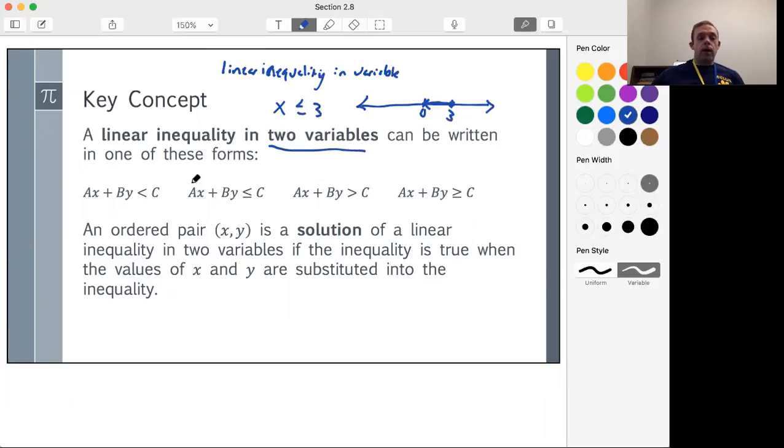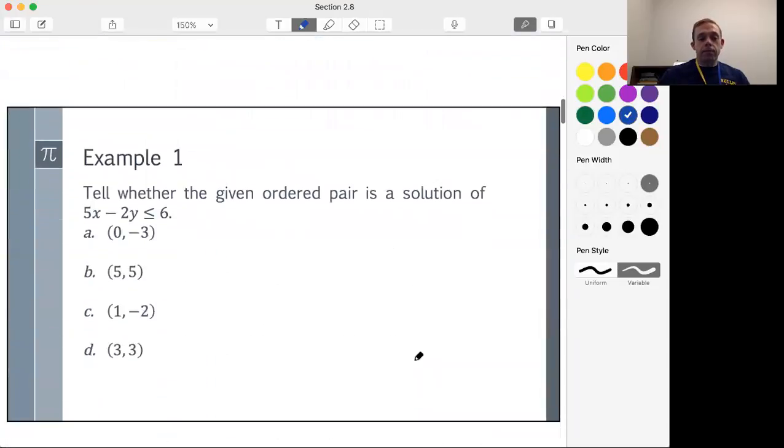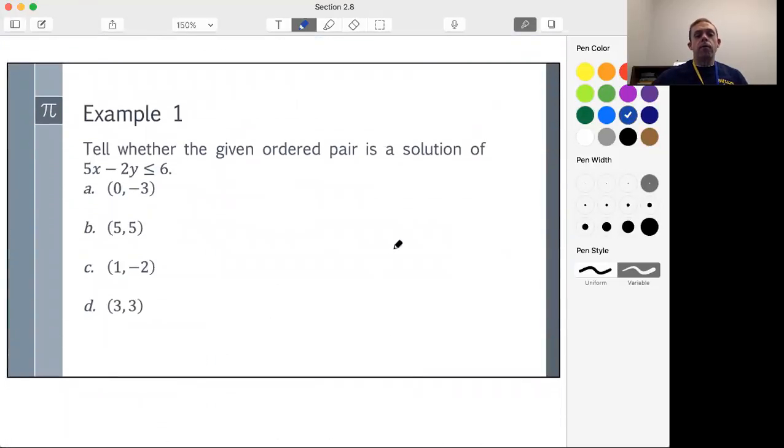So we have x's and y's, and here are all the forms that we could have: less than, less than or equal to, greater than, or greater than or equal to. We want to be able to graph this. The first thing we're going to do is talk about when an ordered pair is a solution of a linear inequality. That happens when I substitute in x and y and get a true statement. For example, we're going to tell whether the given ordered pair is a solution to this inequality.